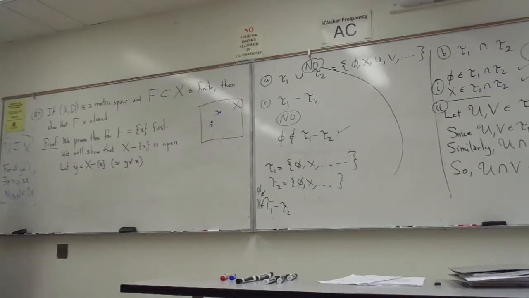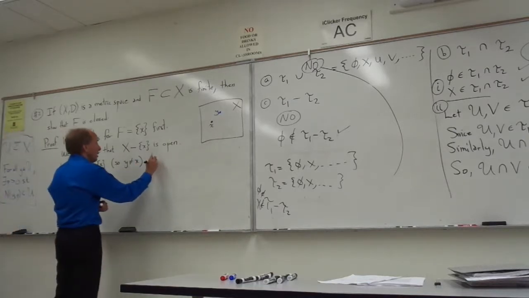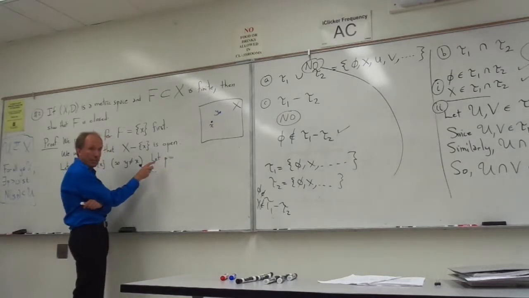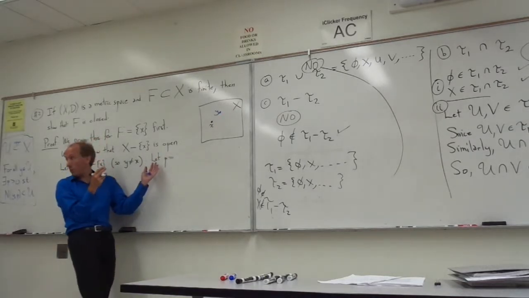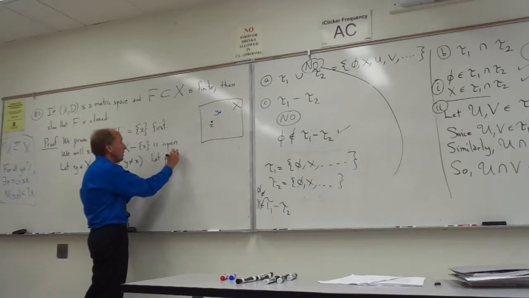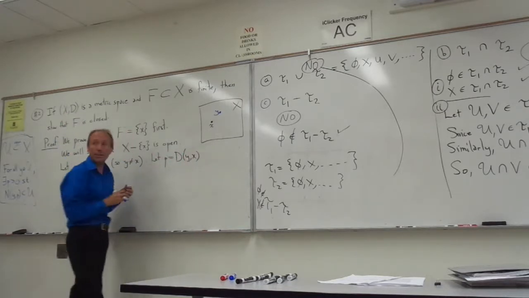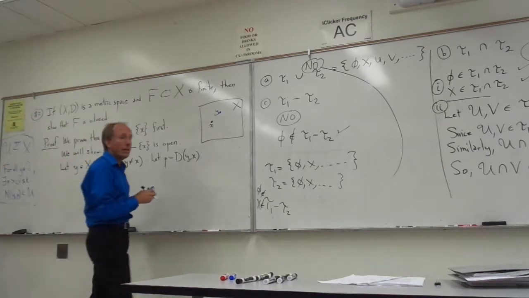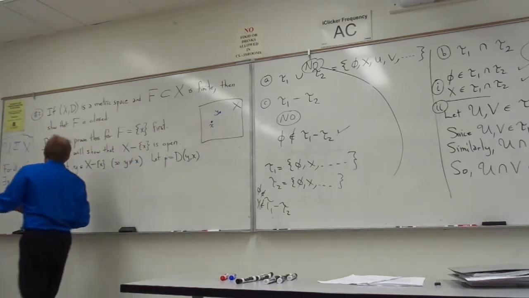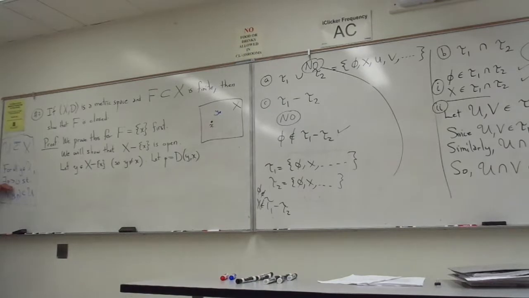You can make it the distance between y and x. You can define what p is going to be. We have a metric here, so p is just going to be the distance between y and x. And then you've produced a p, but you should also show me that that p works.